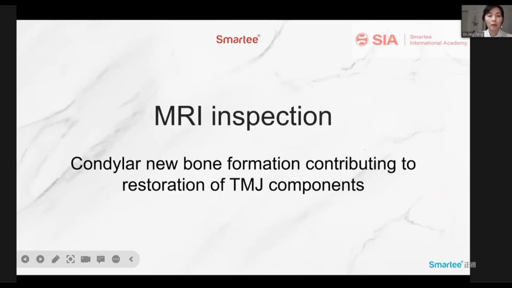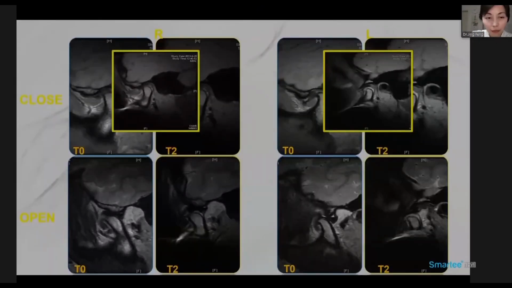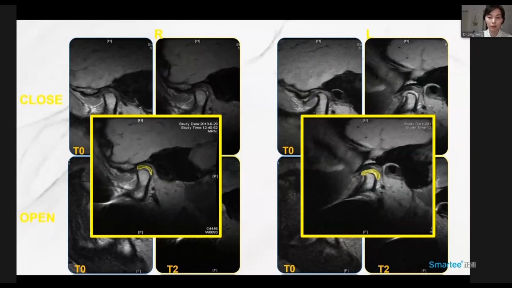And MRI inspection, MRI is the gold standard of TMJ problems. It showed the condylar new bone formation contributing to restoration of TMJ components. The highlighted area is the new bone formation.